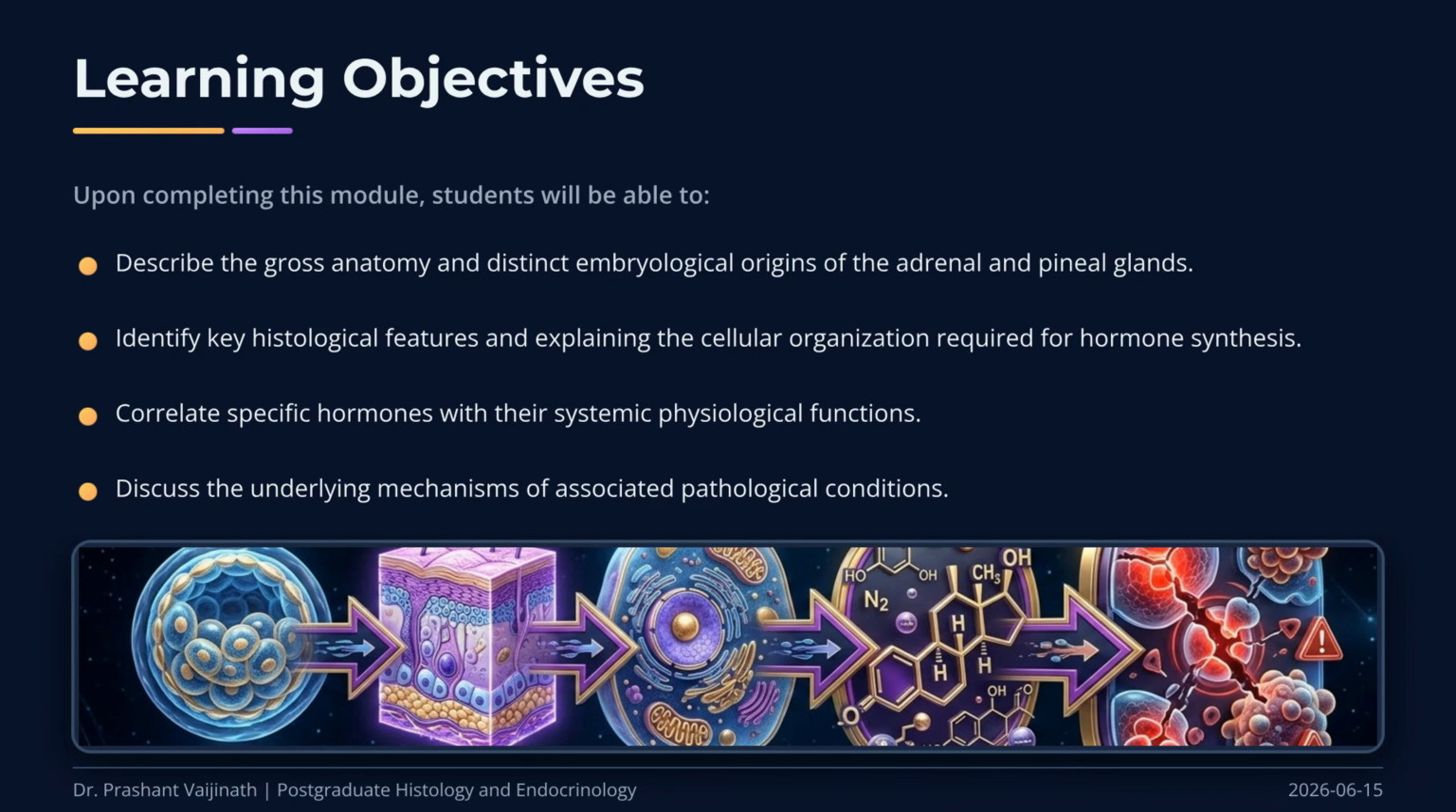By the end of this lecture, students should be able to describe the anatomical location and embryological origin of the adrenal and pineal glands. Students should also be able to identify the histological layers, recognize the different cell types under the microscope, explain the hormones secreted by each gland, and understand their physiological functions. Finally, we will discuss important clinical disorders associated with abnormal hormonal secretion, which will provide a correlation between histological structure and disease.